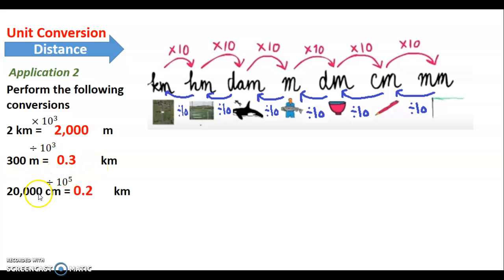And you have 20,000 centimeters to kilometers, you divide by 10 power 5, so check it here, step 1, 2, 3, 4 and 5. So dividing by 10 power 5, or dividing by 100,000, we move it backwards by 5 digits, so we obtain 0.2 kilometers.